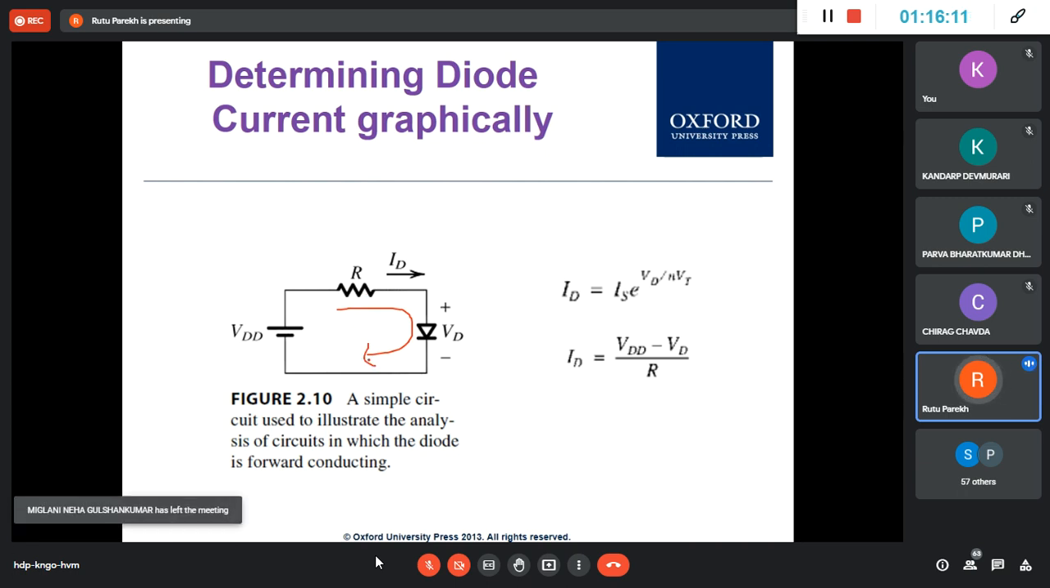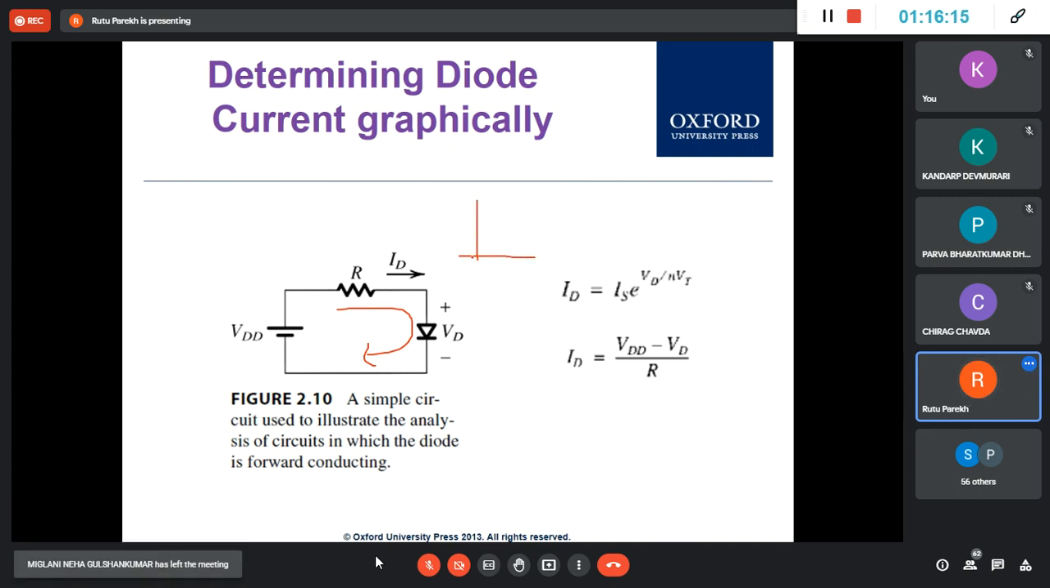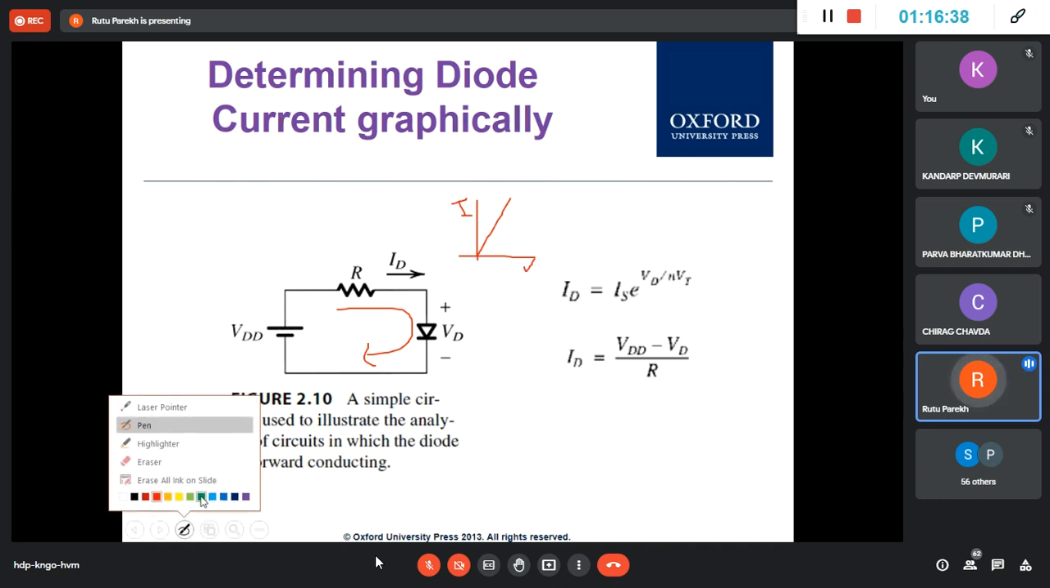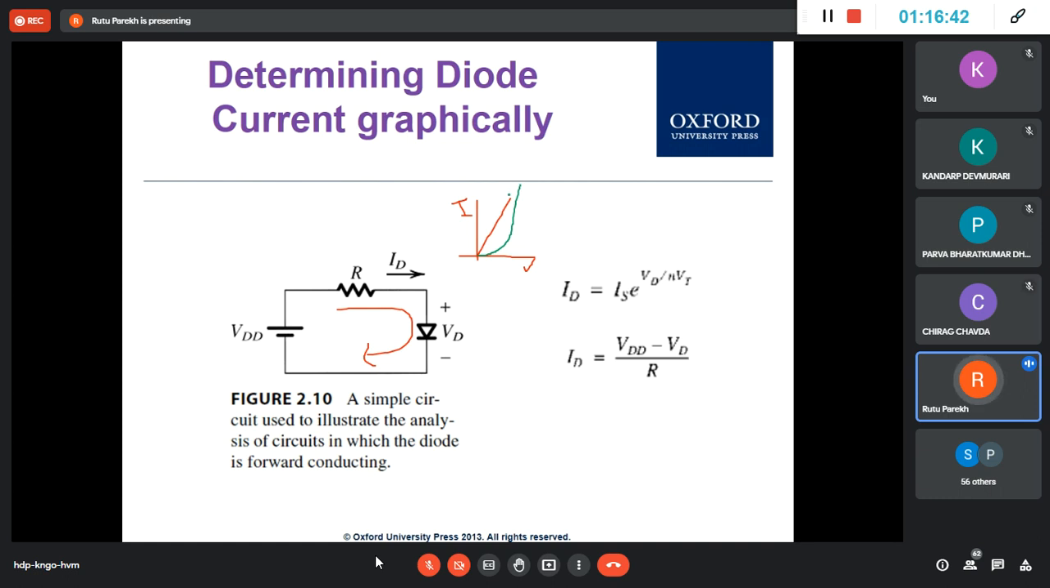The same current is passing. If I draw the IV of R, it is some line depending on the value of R. The value of R will remain the same. So this is V, this is I. Do you get my point? Yes, if I am plotting an IV curve of R, it is something like this. You agree? Yes, ma'am. Now, if I plot for a diode, it is something like this. Do you agree? Yes, ma'am, because of dynamic resistance.